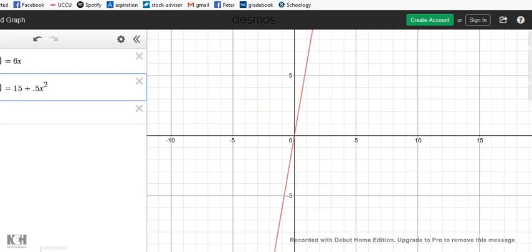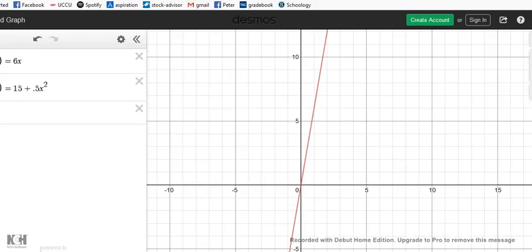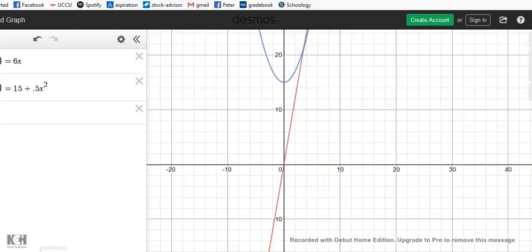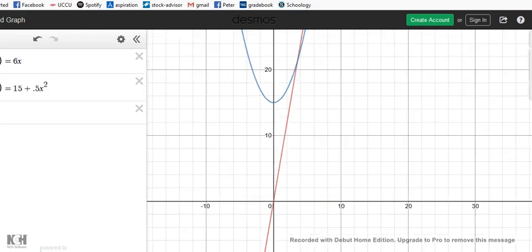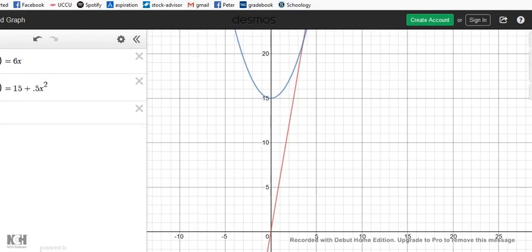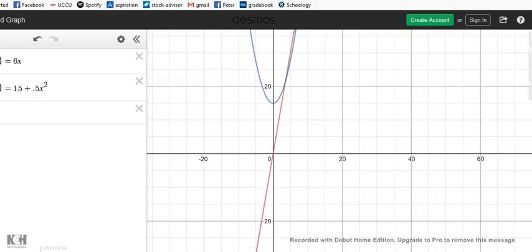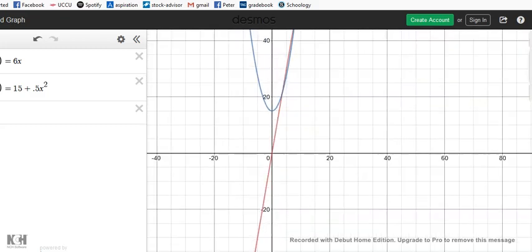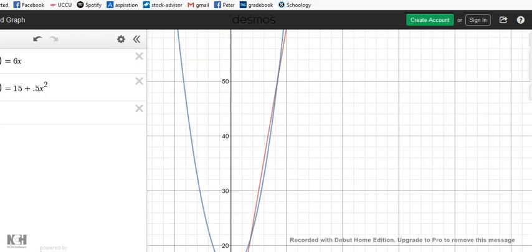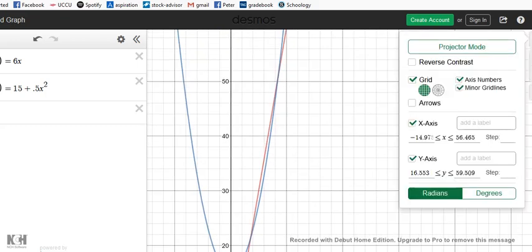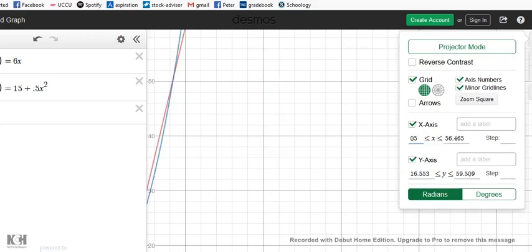Where's my graph? I don't see my graph. Why don't I see my graph? There he is. Notice where he starts at, 15. Watch how cool this is. This is a position graph. So let's come up here, change this setting. Let's set the x-axis from 0 to 20.